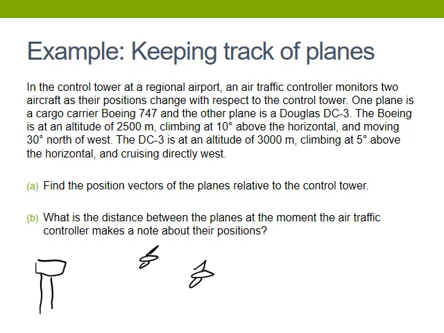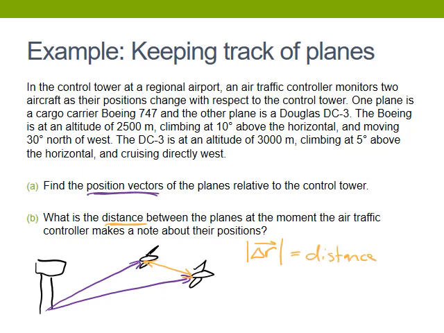So to do our job, we need to know where those planes are relative to us, and we also need to know how far apart those two planes are. So we need to know what the position vectors of our planes are, and also then the distance between them. Now, since we don't actually care what path the planes are following, we only care about the straight line distance between them, we can use our displacement vector to find out, because the magnitude of my displacement vector will tell me the distance between those two planes.